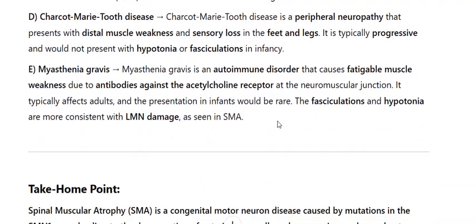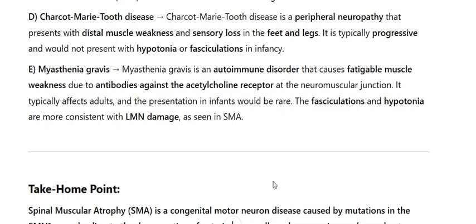E. Myasthenia gravis. Myasthenia gravis is an autoimmune disorder that causes fatigable muscle weakness due to antibodies against the acetylcholine receptor at the neuromuscular junction. It typically affects adults, and the presentation in infants would be rare. The fasciculations and hypotonia are more consistent with LMN damage as seen in SMA.